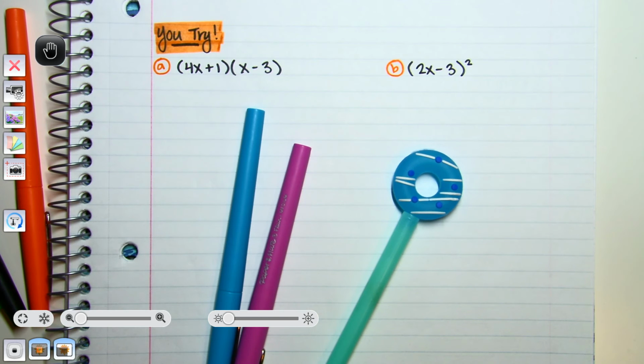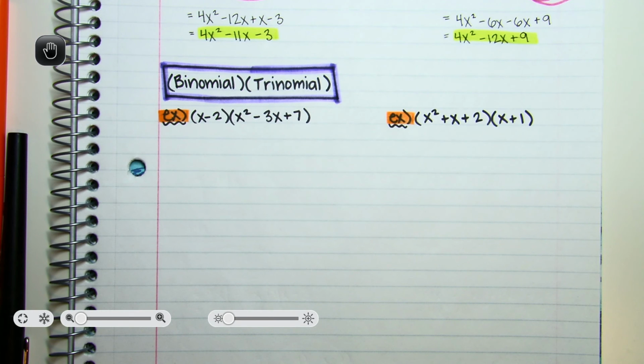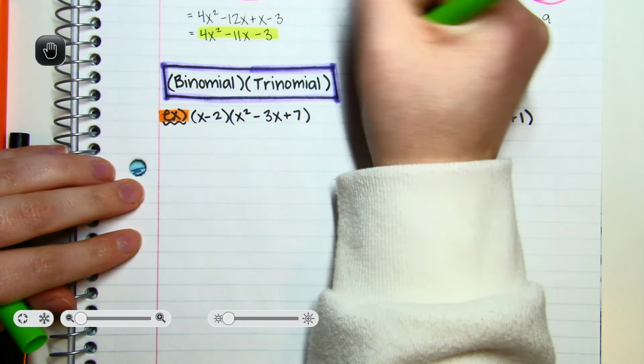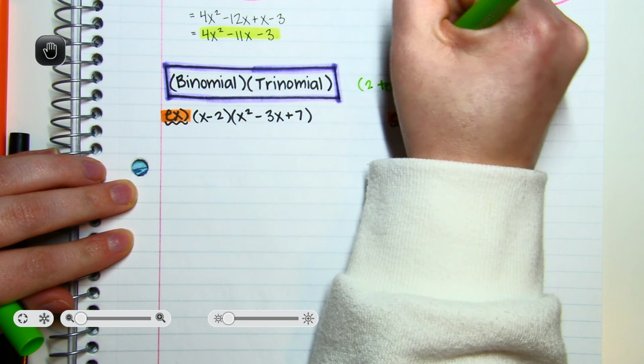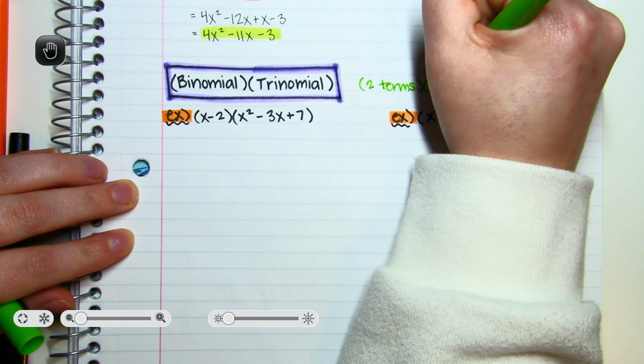All right, here's a couple examples for you to try on your own. So go ahead and push pause if you'd like to try some on your own, and then when you're ready to check your answers, push play. Now let's look at the last type that we're going to be multiplying, which is a binomial times a trinomial. So remember, a binomial is 2 terms, and a trinomial is 3 terms.